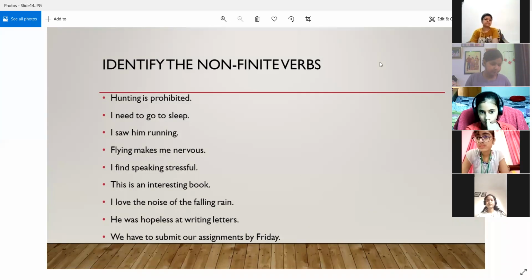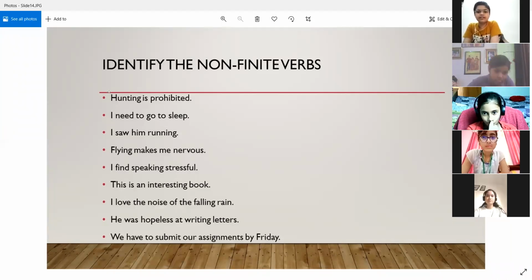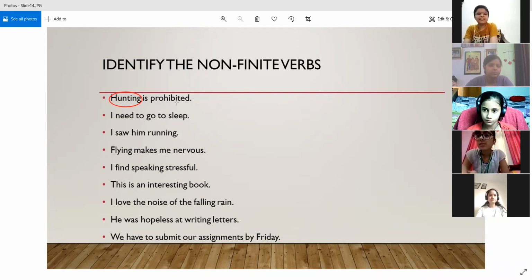So now let's see the cases. Yes, Pranjal. Answer the first one. What is it? Sir, it is hunting. It is a present participle. You think it is a present participle? What is the role of hunting over here? What is it doing? Sir, it is acting as a noun. Yes. Then it should be a gerund or a participle. Sir, gerund. Yes.